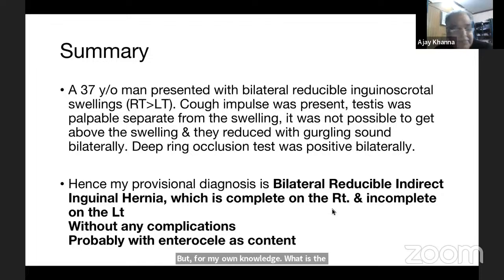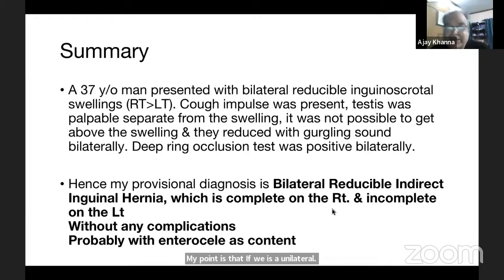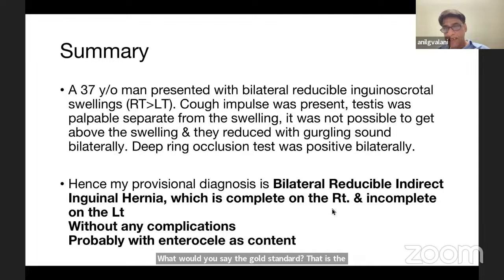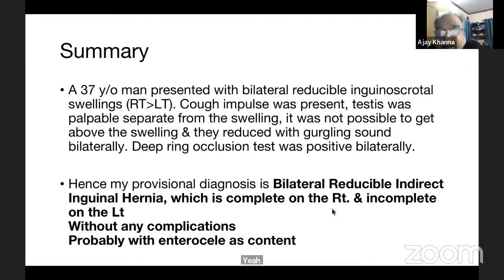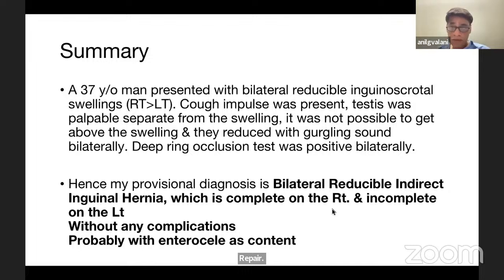My point is that if it is a unilateral hernia, whatever you say, the gold standard is the Lichtenstein tension-free repair for the unilateral hernia. If it's a bilateral hernia, then laparoscopy takes over the Lichtenstein repair. Because there are complications with laparoscopy also. The complications which occur do not occur in an open surgery for inguinal hernia. So okay, a bilateral laparoscopy, but unilateral simple, probably open would be the number one. Thank you. Yeah, right.